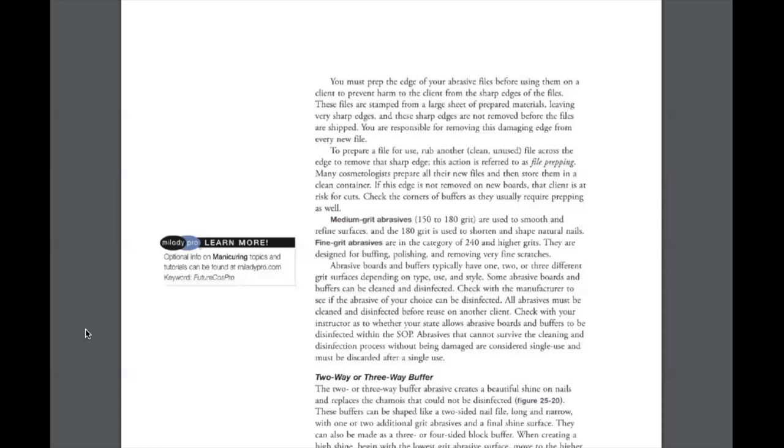Now let's get into our two-way or three-way buffer. The two-way or three-way buffer abrasive creates a beautiful shine on your nails and it replaces the cameos that could not be disinfected. Forgive me for mispronouncing that if I said it wrong. These buffers can be shaped like a two-sided nail file, long and narrow, with one or two additional grit abrasives and a final shine surface. These buffers are generally used on natural nails or in the final steps of the two-color application of a monomer liquid and polymer powder nails, such as your French manicure.